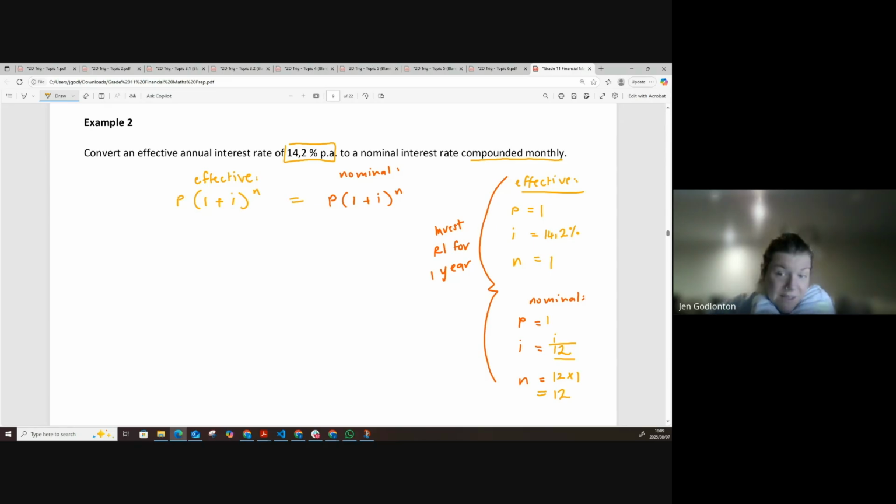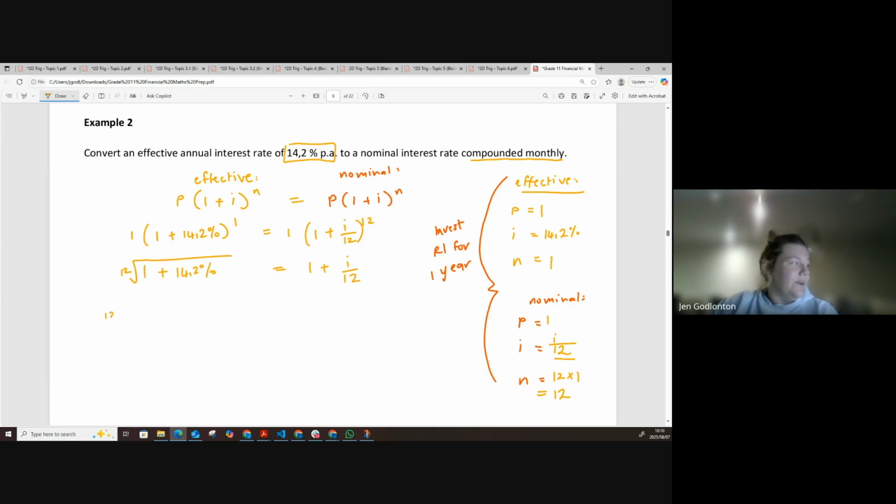And then we can just pop that straight into our formulas over here. So our p-value is 1, and then we've got 1 plus 14.2% to the power of 1, which is equal to 1 plus I over 12 to the power of 12. Okay. Now, because we've got lots of 1s, it makes our life a little bit easier. So we can root this side, the power of 12, and we have 1 plus 14.2% inside there. And that's equal to 1 plus I over 12.